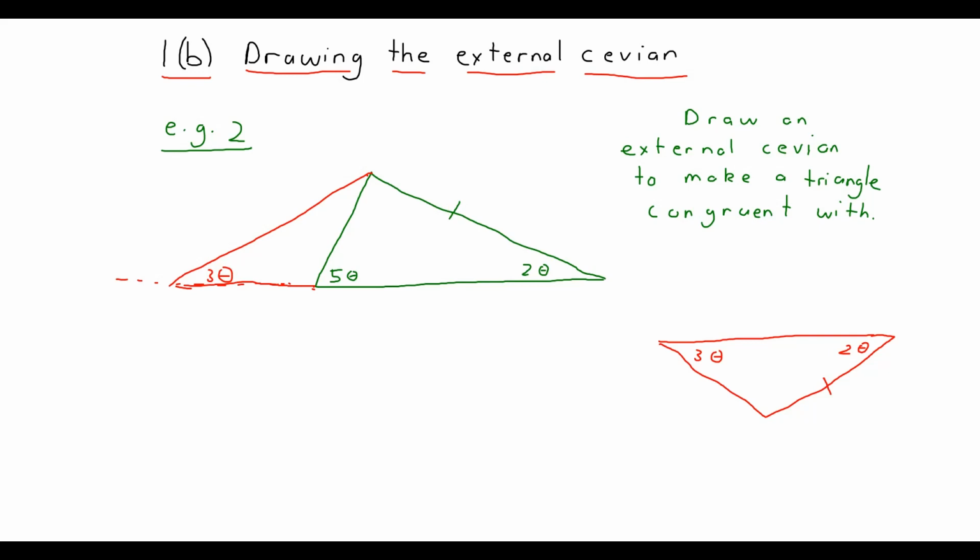Now let's just fill in our bonus angle. Hopefully you're getting used to it now. This is 3 theta, this is 5 theta, 3 theta plus this equals 5 theta for the exterior angle, so hopefully you know that it's a 2 theta. And there you go, that's technique 1, or one of the 3 techniques, and that's drawing a Cevian. Okay guys, keep watching for the second technique.